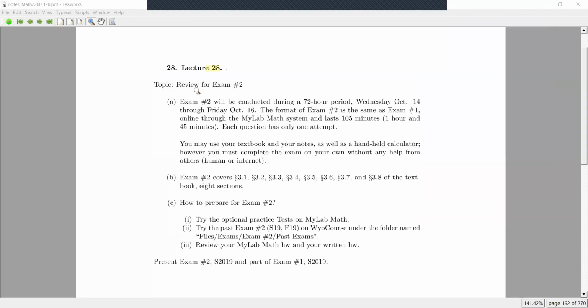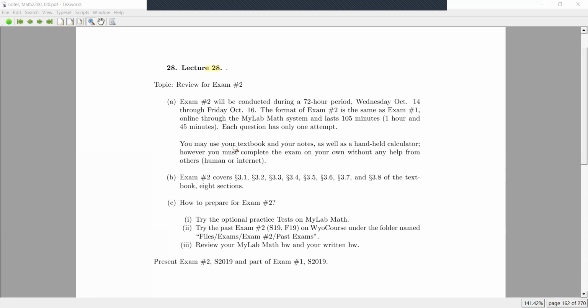Today is a review section for Exam 2. Exam 2 will be conducted during a 72-hour period between Wednesday and Friday this week. The format of Exam 2 is the same as Exam 1, online through the MyLab Math system and lasts 105 minutes.